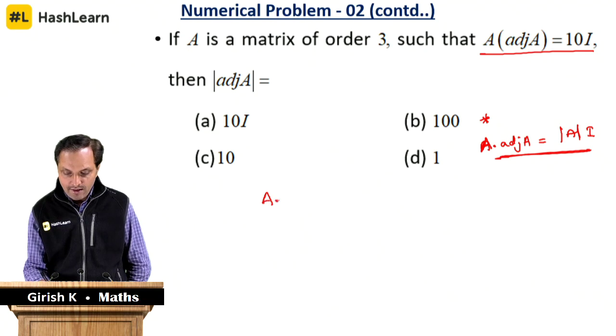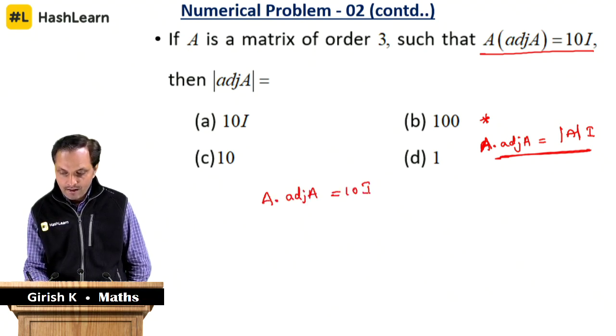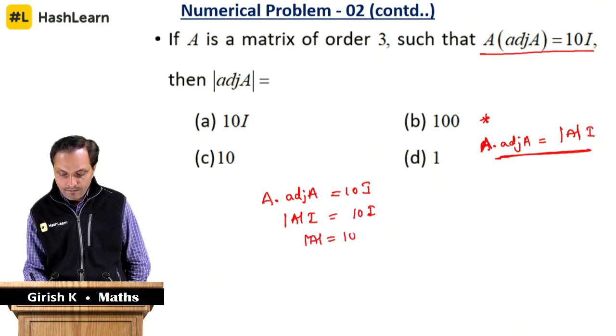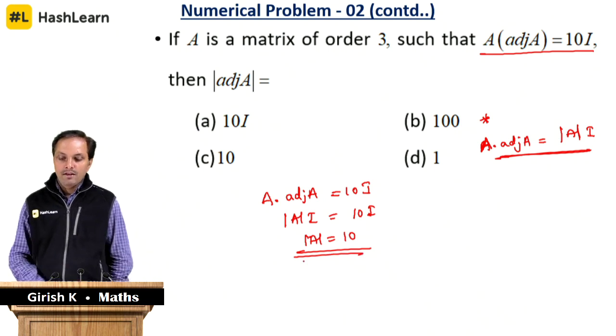So it is given A dot adjoint of A is equal to 10I. You can write A dot adjoint A as determinant of A into I. That will give you 10I. So if you cancel I, determinant of A will be equal to 10.